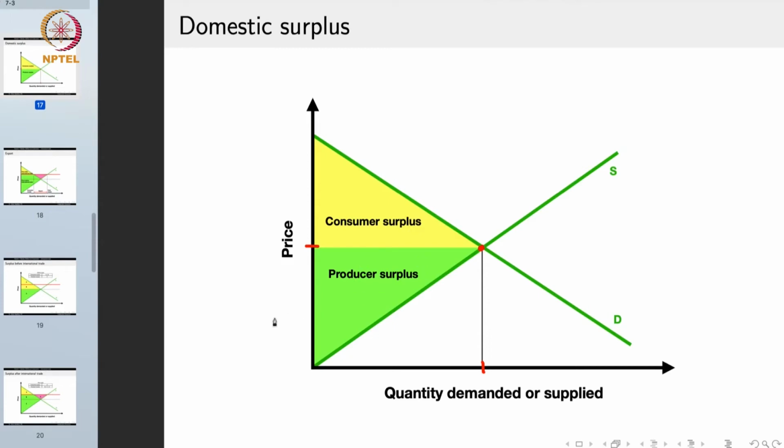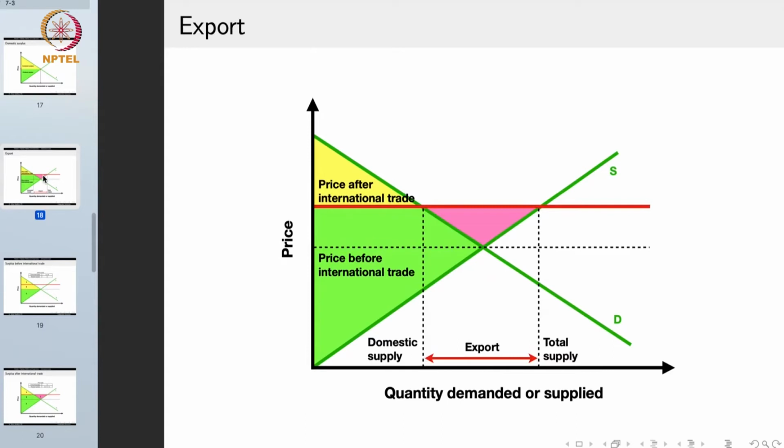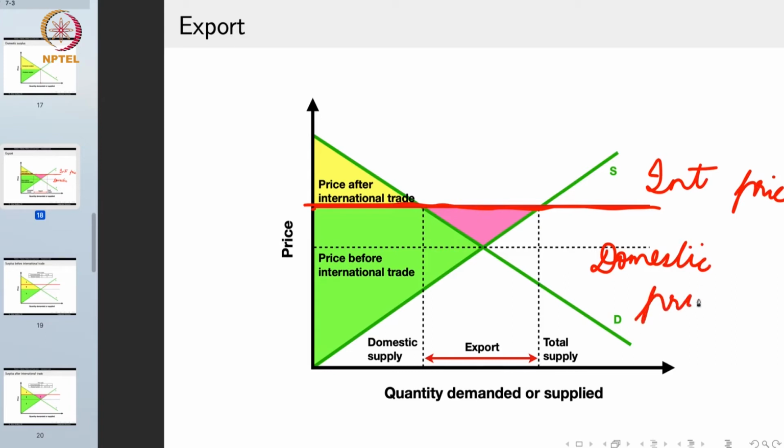So this is the situation before the international trade. So we have the consumer surplus, we have the producer surplus, and this total is giving us the total surplus of the country before the international trade. And this country is going to export if the international price is greater than the domestic price, which is what we are showing here. So this line is showing us the international price, and this line is the domestic price. So this is the price before the international trade, given by the meeting of the supply and the demand curves, and this is the international price, which is also the price that will be there in the domestic market once you have the international trade.